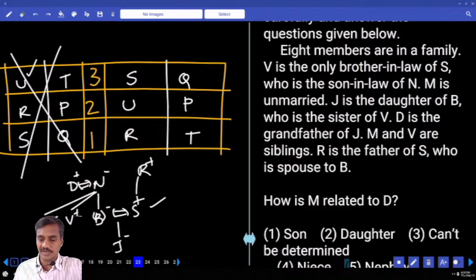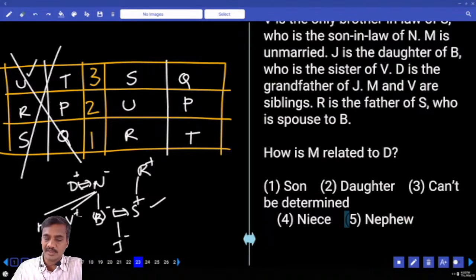Done with this? Then how is M related to D? M is the daughter of D. Choice 2 is the answer to question 23.